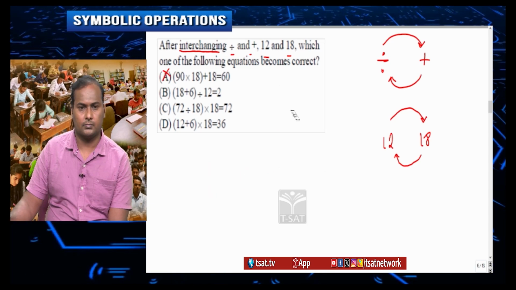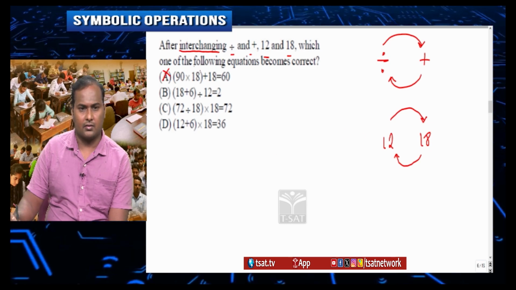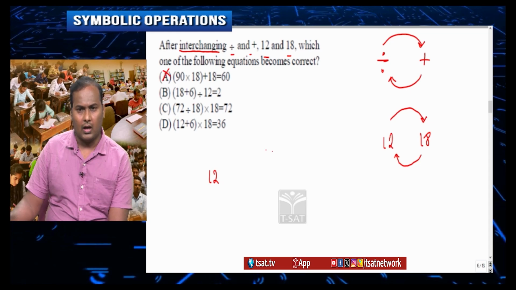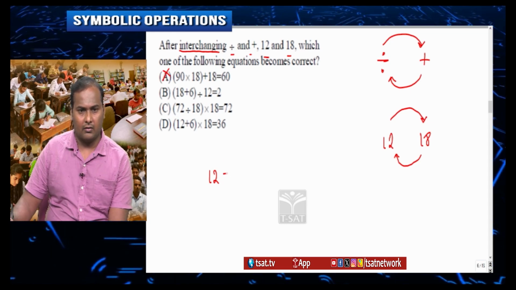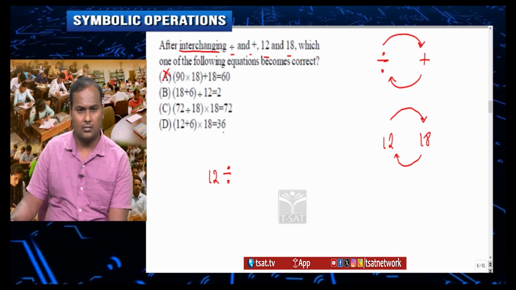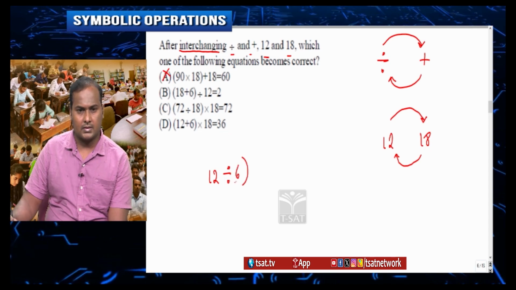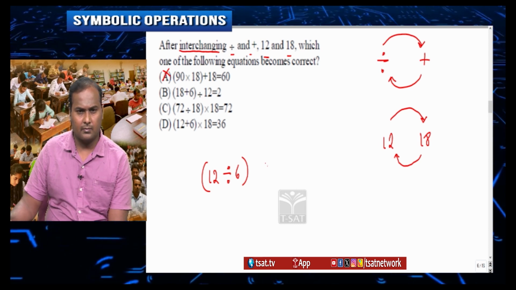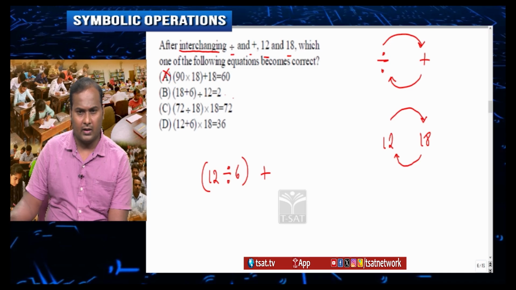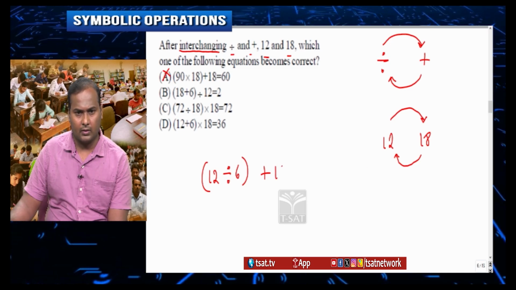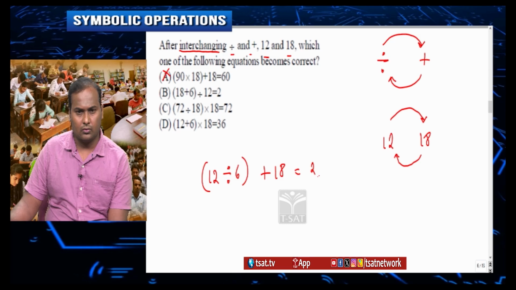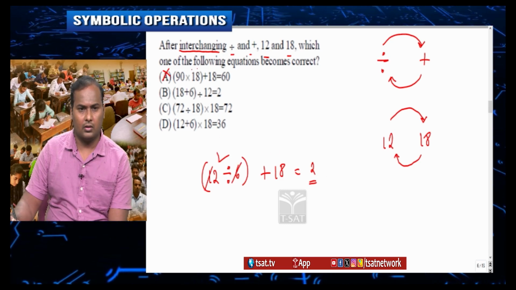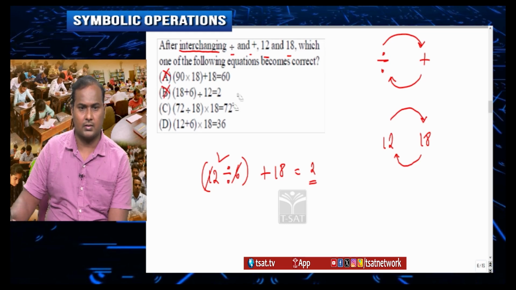Now check with option B. In option B, 18 is there, so wherever you see 18, it will become 12. Wherever you see the plus symbol, it becomes division. Then followed by 6. Wherever you see the division symbol, you have to put plus, and in the place of 12, you have to keep 18. Check whether it is equal to 2 or not. No, this is not equal to 2. So option B is also not the answer.